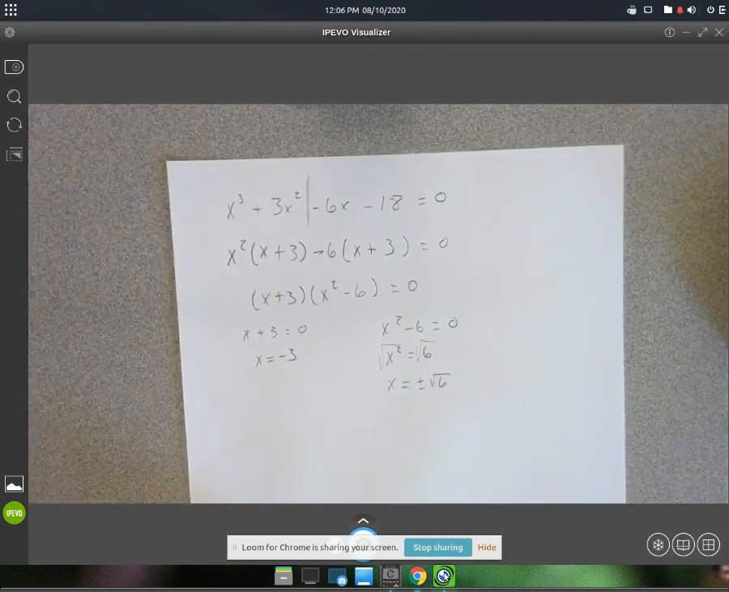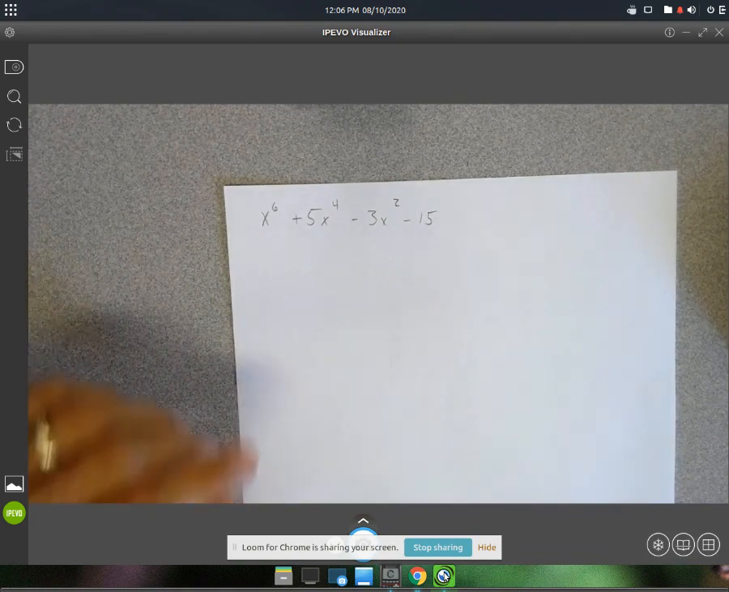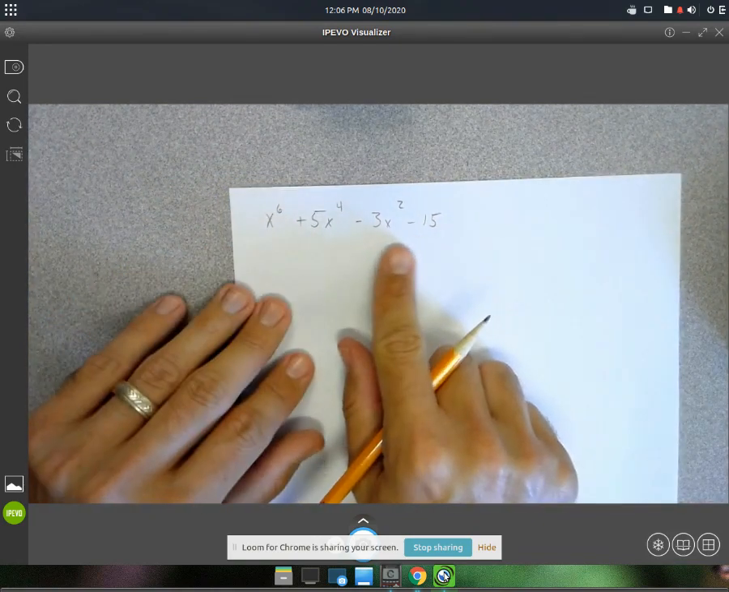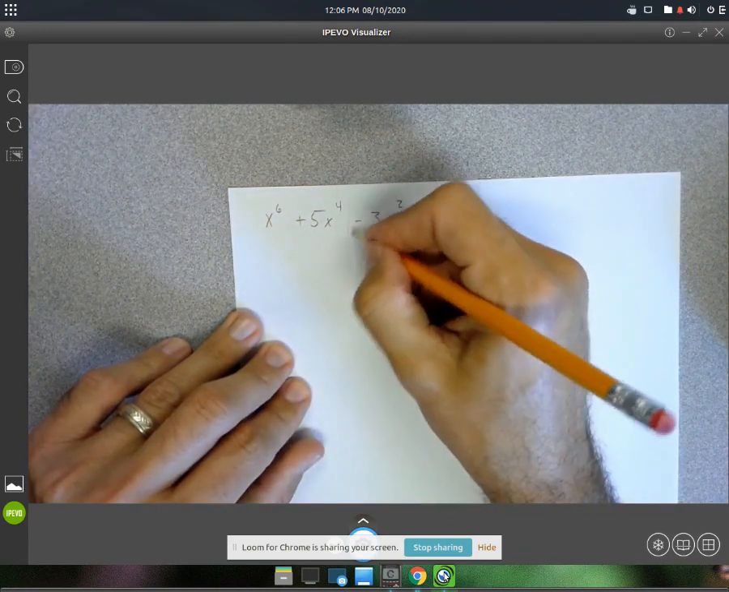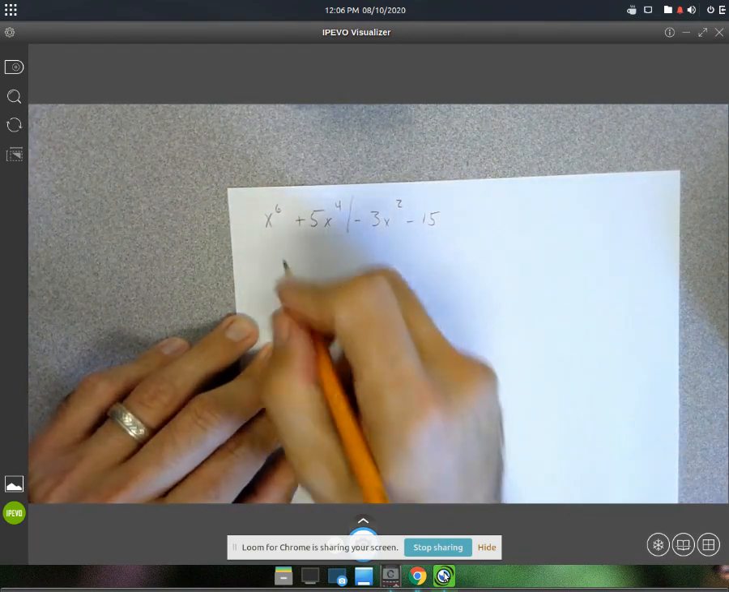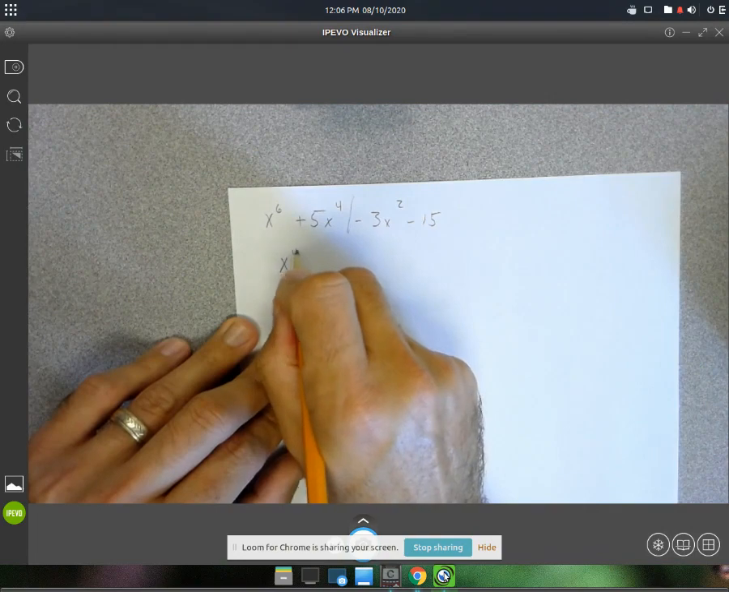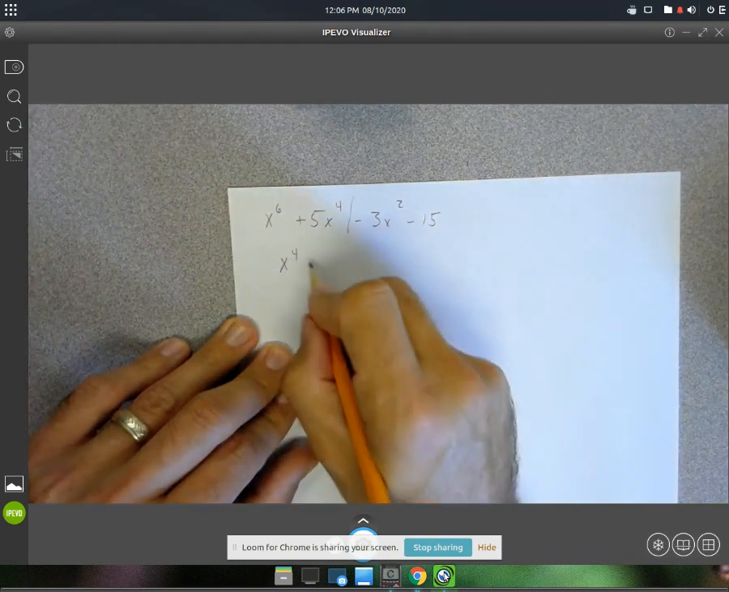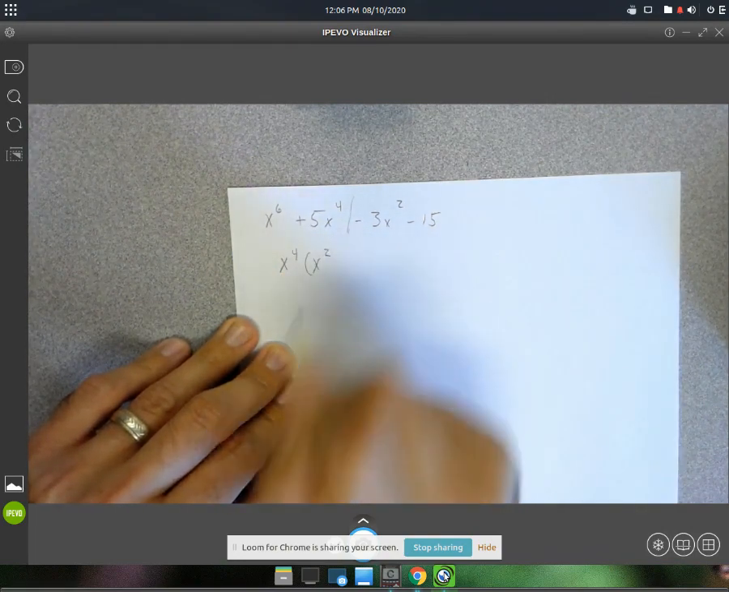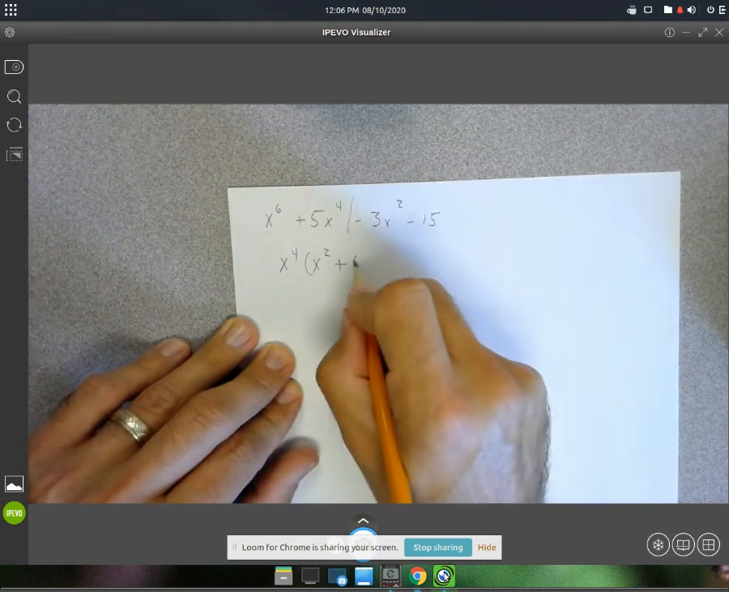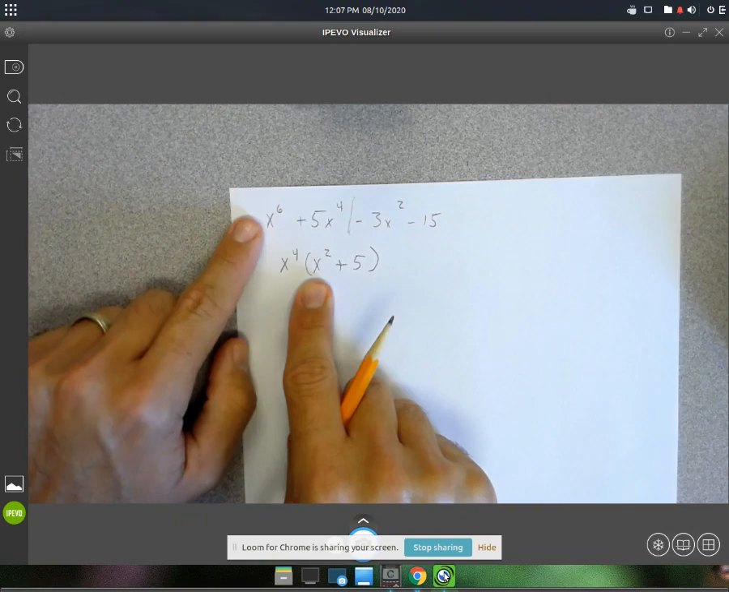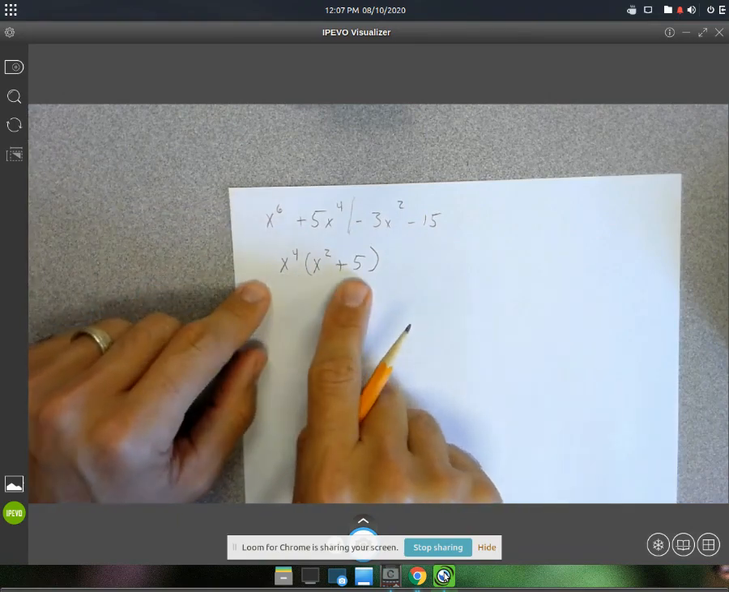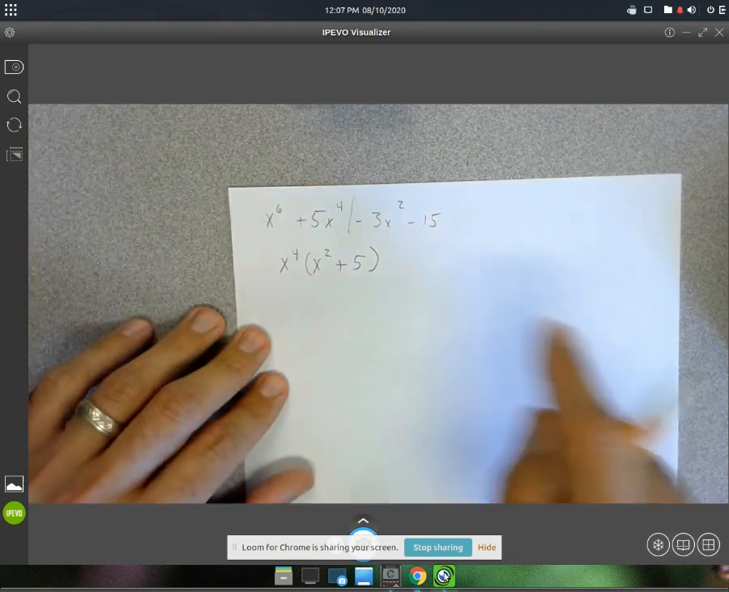All right. On the next one, we're just going to factor it. We're not going to solve an equation or anything with it. So we're going to factor by grouping. The first half, they have an x to the fourth in common, which is going to leave us with an x squared plus 5. x to the fourth times x squared gives you x to the sixth. x to the fourth times 5 gives you 5x to the fourth.